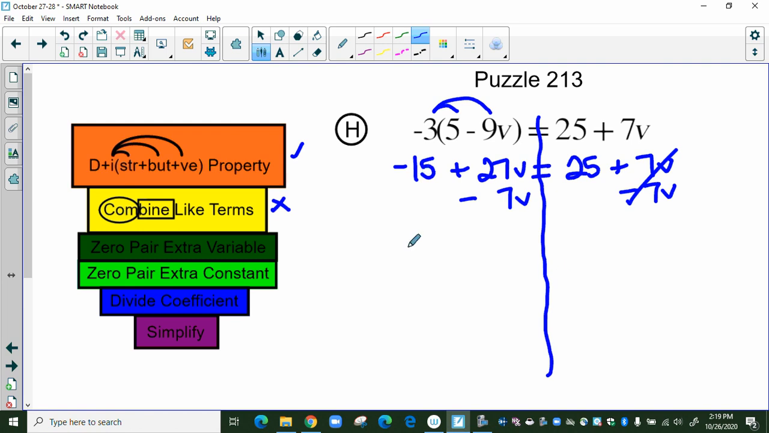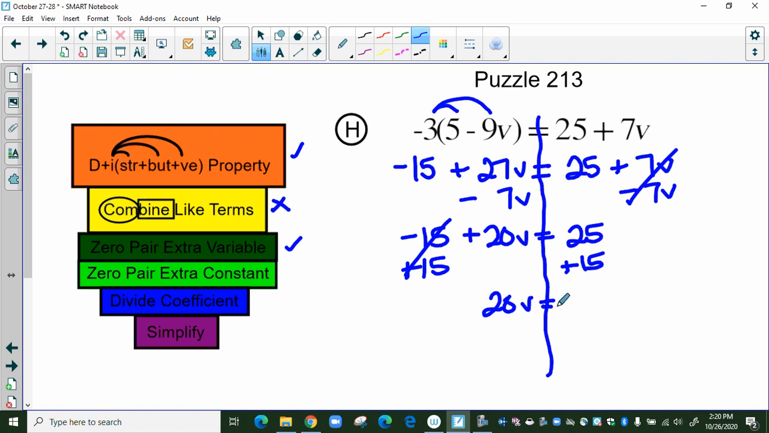I'm going to bring down my negative 15. 27 minus 7 is 20. And I'm going to bring down my 25. This pair is gone. Now I'm going to zero pair my extra constant. Here's the variable, so the extra constant is the negative 15. I'm going to do positive 15. There's the zero pair. Bring down the 20v, and 25 plus 15 is 40.